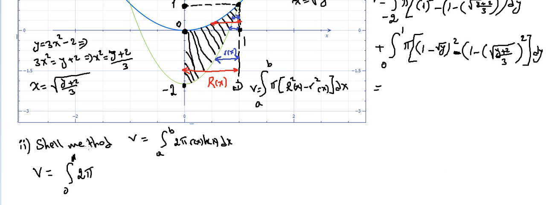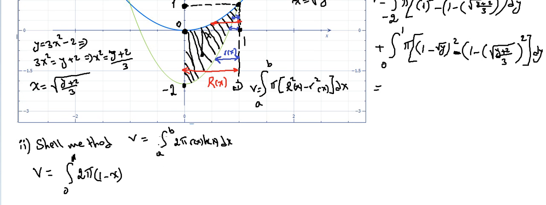Okay, so it's 2 pi times the radius. Simply, since it rotates around x equals 1, the radius is 1 minus x. The radius is the whole one minus a certain value of x. This means it's 1 minus x.